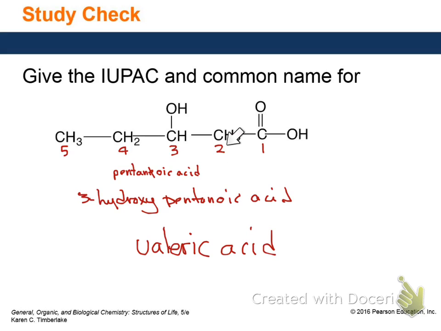So remember, when you do this alpha beta thing, always start from this position next to the carboxylic acid. Alpha, beta, so this is beta hydroxy. And then you put it right there. The pen is skipping a little bit.